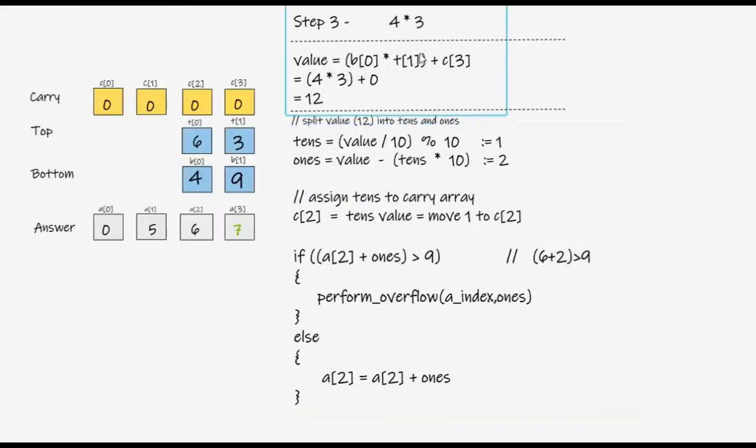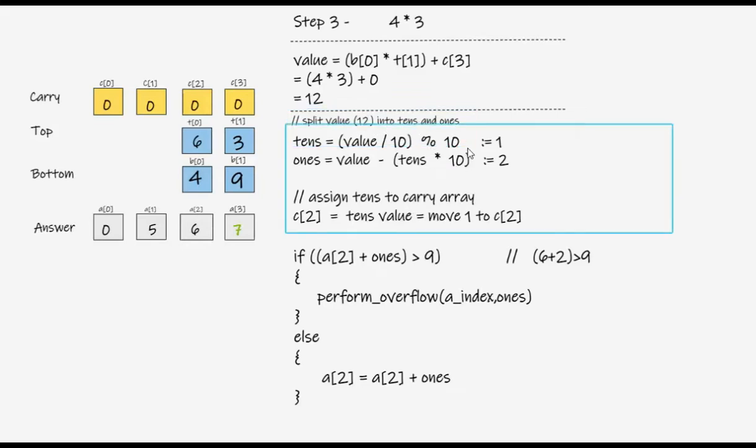Step 3. Now we're going to be looking at 4 times 3. So that is b sub 0 times t sub 1, plus our carry. So that gives us 4 times 3 plus 0 is 12. Now let's split our 12 into the tens and ones. Notice we get 1 ten and 2 ones. Then in C2, the tens value, let's move 1 to C2. Let's do that. So come here and put 1 there.